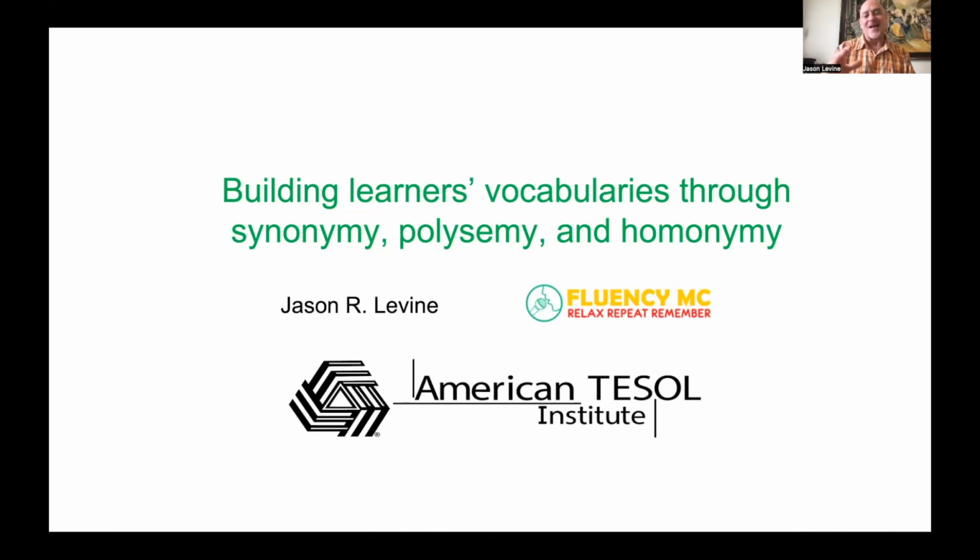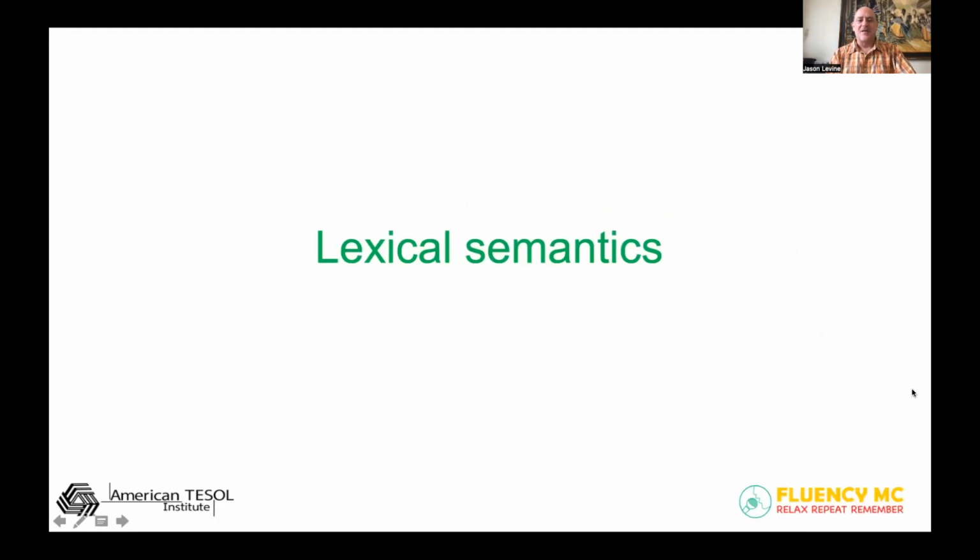But along the way, seeing how collocations, because of course that's always there, collocations can be, should be, are the best way to help learners build their vocabularies and understand when words have similar meanings, or when words have multiple meanings, or when they sound or are spelled the same but have different meanings. We're going to get into all of that today when we talk about building learners' vocabularies through synonymy, polysemy, and homonymy. So all of this, guys, is lexical semantics, which is simply word meaning.